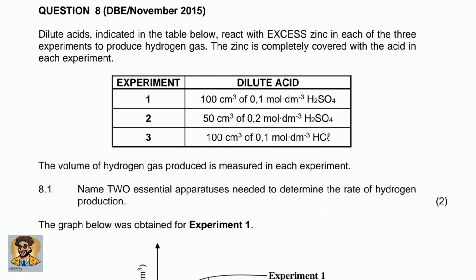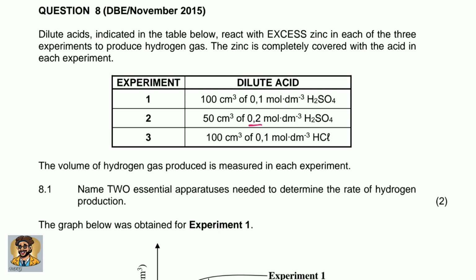From the table, you can see that in the first experiment, they use 100 cubic centimeters of 0.1 mol per cubic decimeter. In experiment 2, they use only 50 cubic centimeters of 0.2. So they used less, but the concentration is greater. This is the main thing here. In experiment 3, they repeat with the same as experiment 1. The volume of hydrogen gas produced is measured in each experiment, so they record the volume of gas produced.